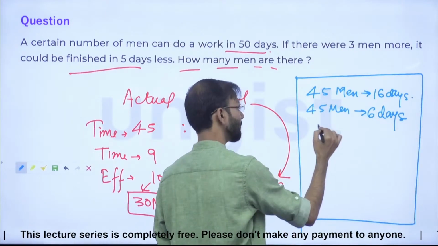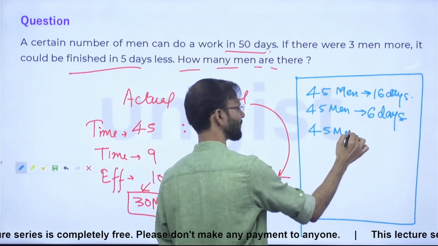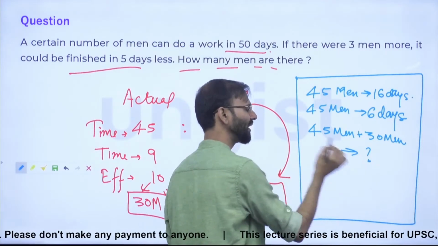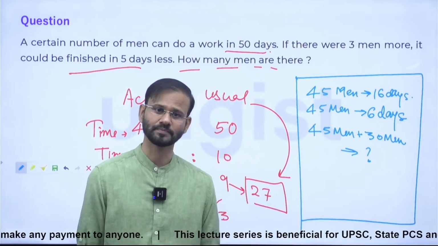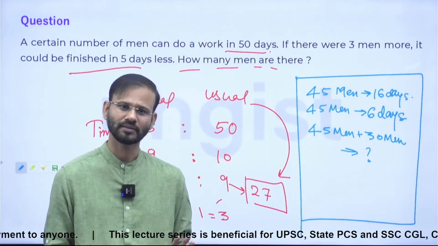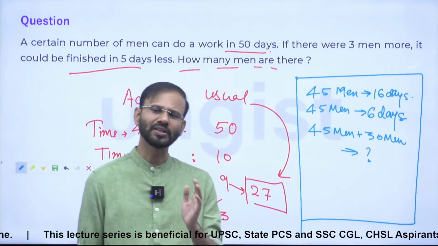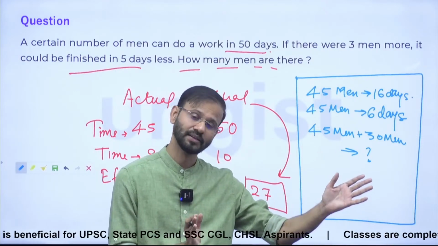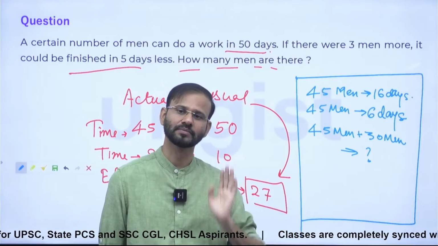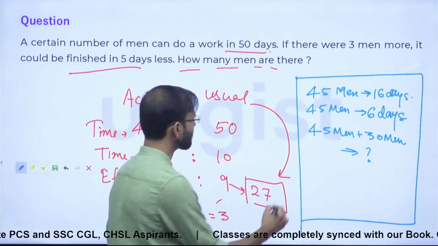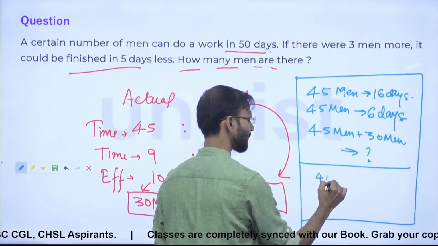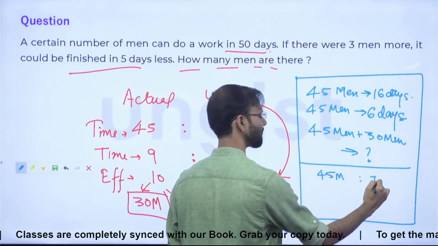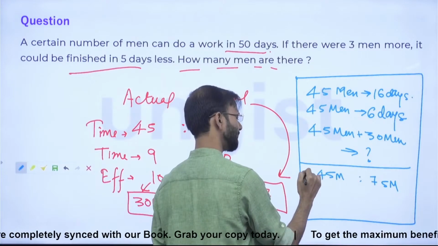But after that, 30 more men joined. Now the question is, for how many days will the remaining work last? This is the question. Now everyone, tell me one thing. If 45 men continue that work after 6 days, in how many days will they finish the remaining work? 10 days. Very good. So guys, 45 men and 75 men. The ratio of the efficiency is what?